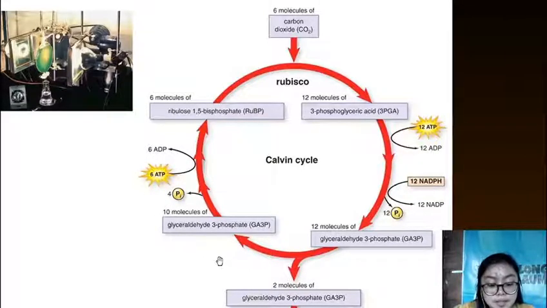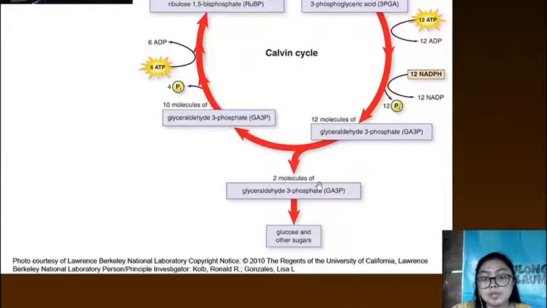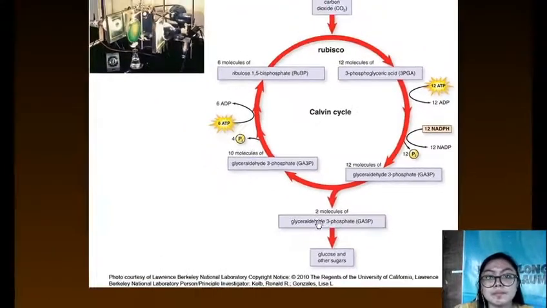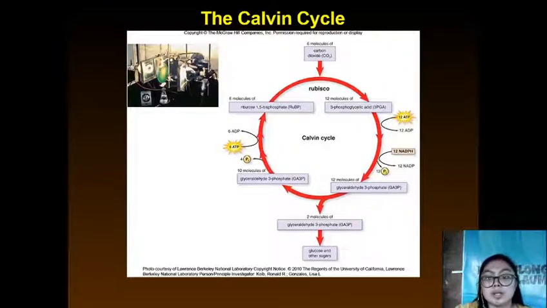The net gain of 2 GA3P can be converted to carbohydrates or used to make lipids and amino acids. So 2 molecules of GA3P become glucose and other sugars, because plants are the ones that create their own food, which is glucose and other sugars.